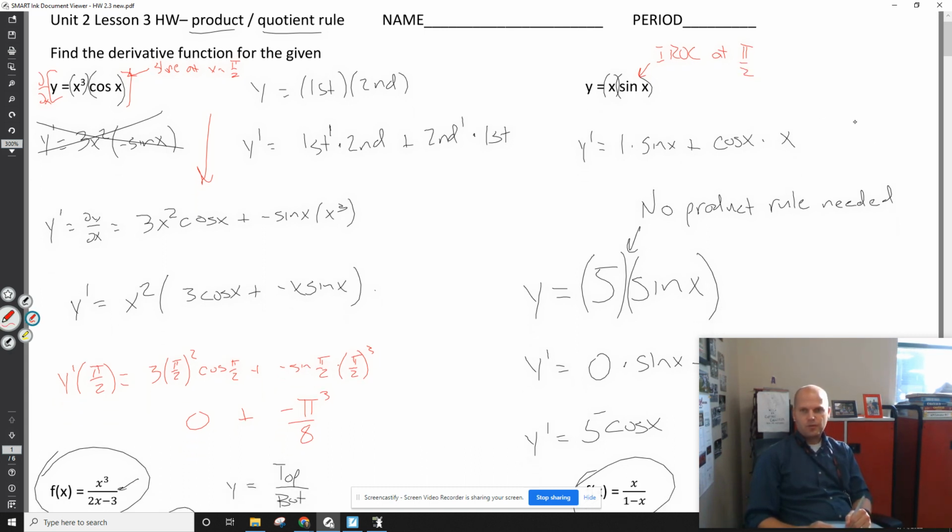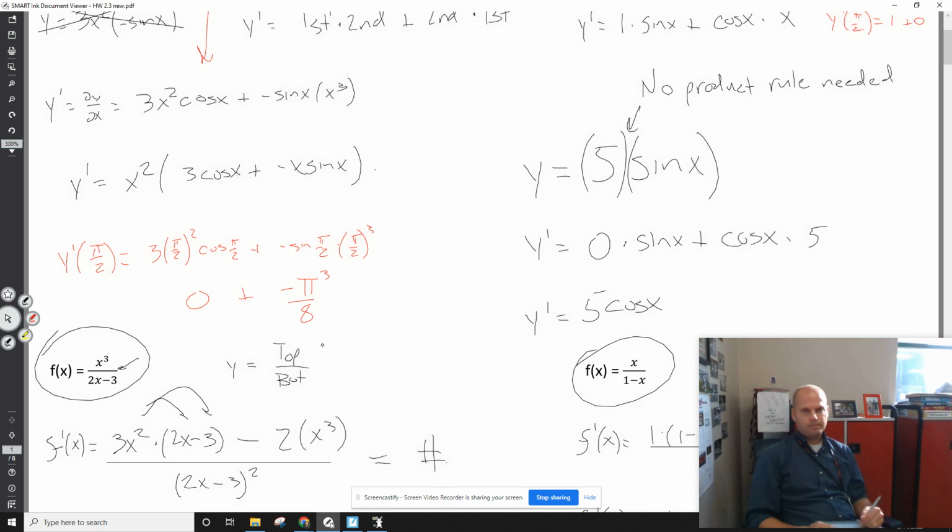There was nothing simplified, so I'm just going to plug it in here. Sine of pi over 2 is 1. Cosine of pi over 2 is 0. So the answer to this one is just 1. If I did the one that I just made up, I would see that the derivative is 0.